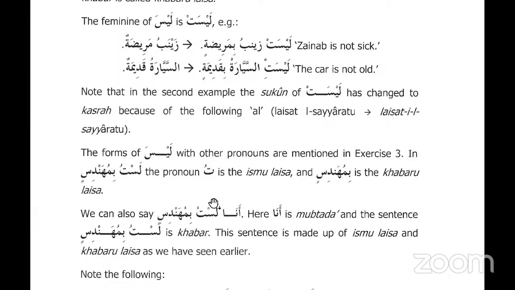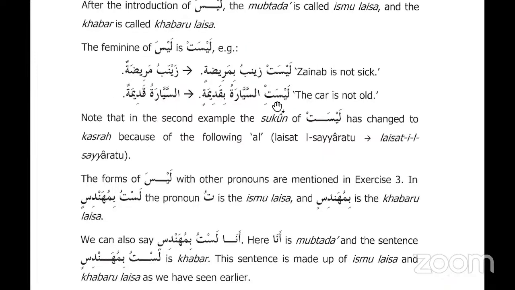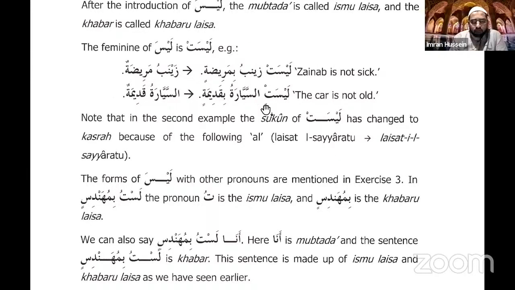Note that the laysat became laysatit because there are two sukoons combined. So that's the reason why they say laysat as-sayyaratu. If you're going to break it, laysat, as-sayyaratu bi qadimatin, but if you're going to join it, laysat as-sayyaratu. Correct.